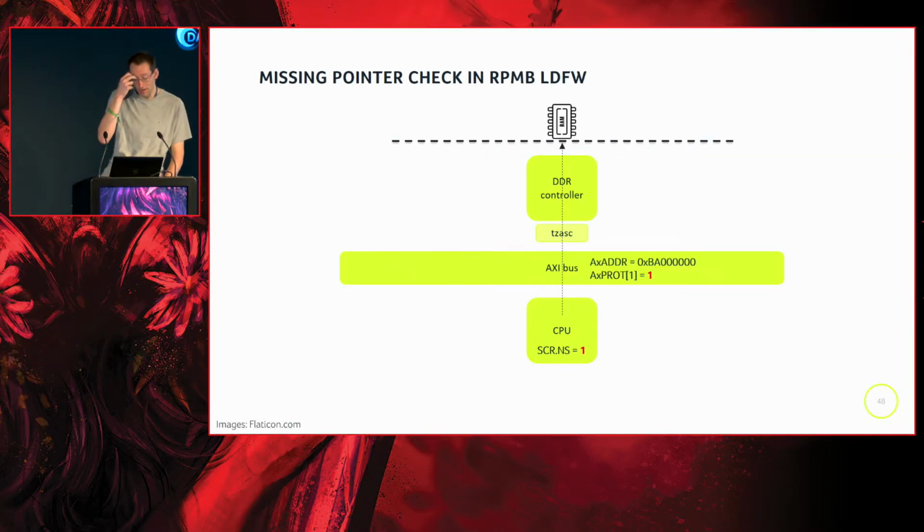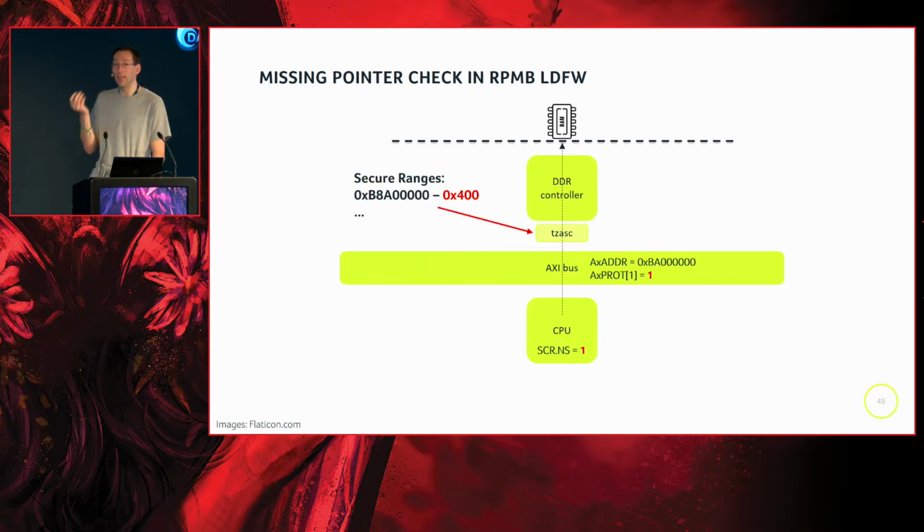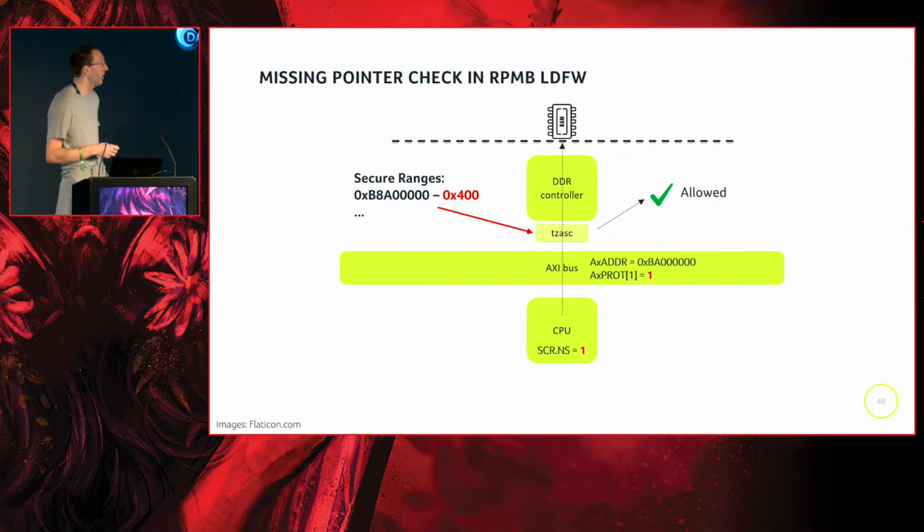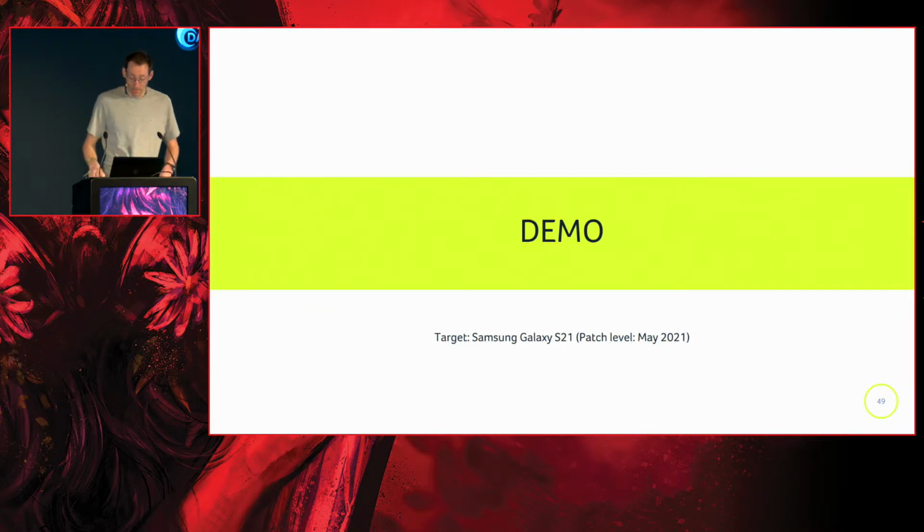But what is now going to happen when we access secure memory while we are running in non-secure mode, so with the NS bit set to 1? Well, from the TZASC perspective, we have a secure range, but a secure range with an end address before the start address. And the TZASC is just like, okay, I'm going to allow this. Fine, go ahead. And this is exactly what we are going to do.